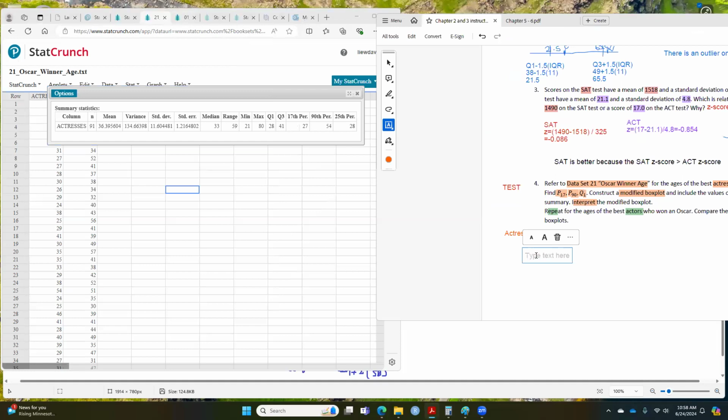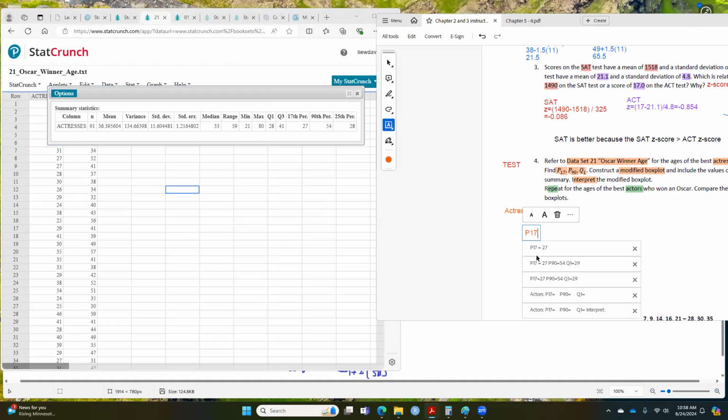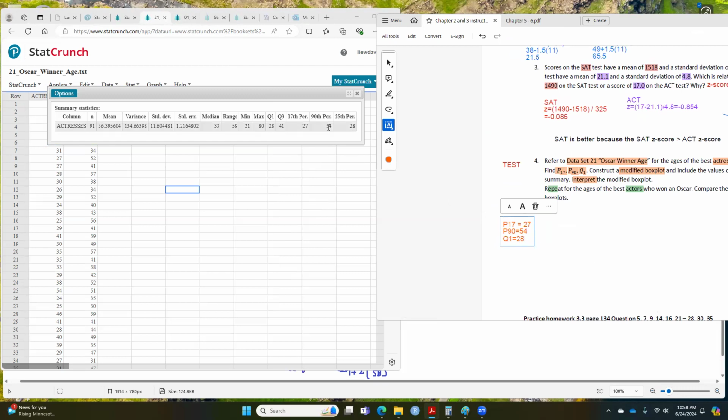So the 17th percentile in this case is 27. The 90th percentile is 54, and the first quartile, or 25th percentile, is 28. So this is how we find these 3 percentiles here.